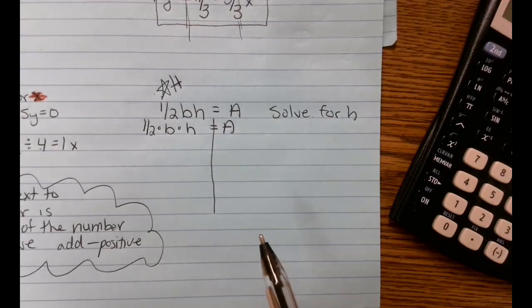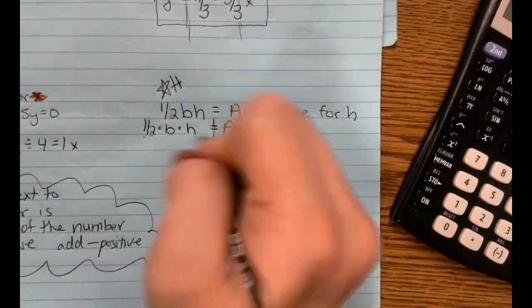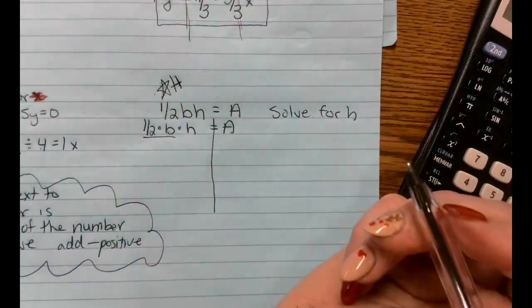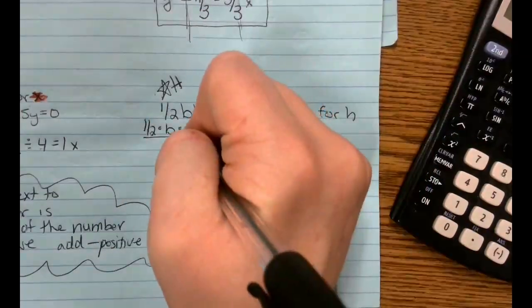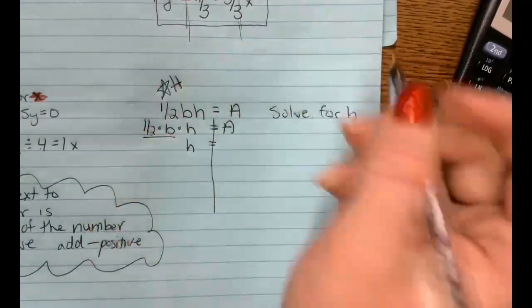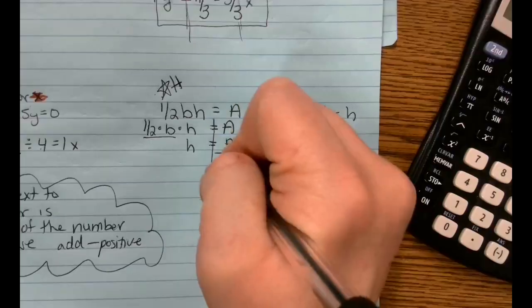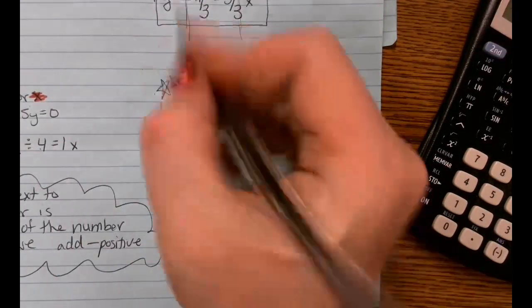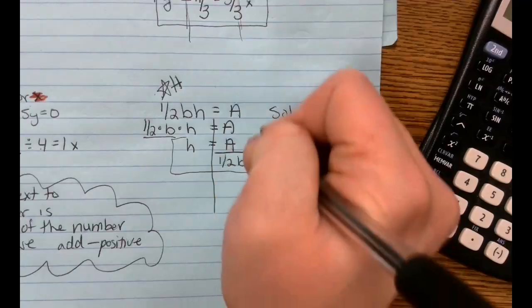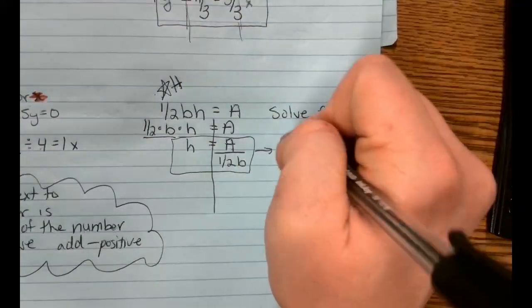Because once I identify that it's a multiplication symbol, I know that all I need to do to get rid of this guy and this guy is to divide it, right? Because the opposite of multiplication is division. So if I divide 1/2 and b, it would look like this. Now that's a little messy. So I'm going to let you keep that if you want to. And then over here, I'm going to show you a different way.